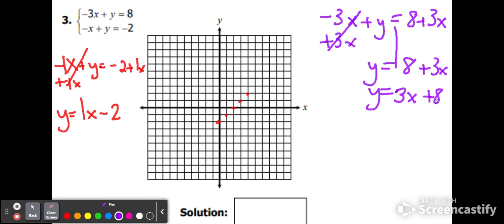So I need an intercept at +8 and a positive slope. So we're going to go, let's go down 3. 1, 2, 3, and over 1 to make it positive. Down 1, 2, 3, and over 1. 1, 2, 3, over 1. 1, 2, 3, over 1.